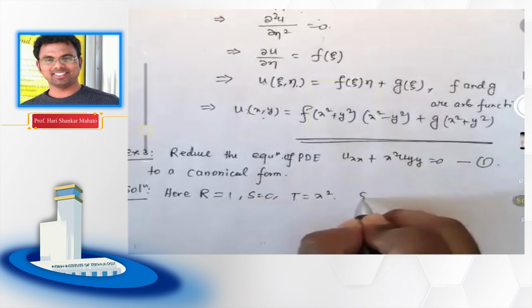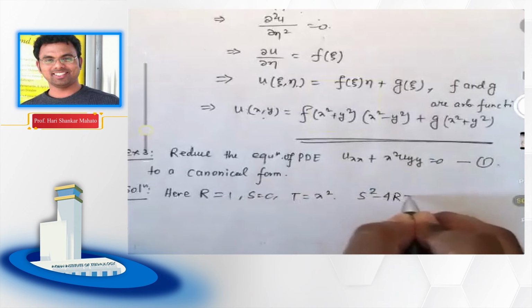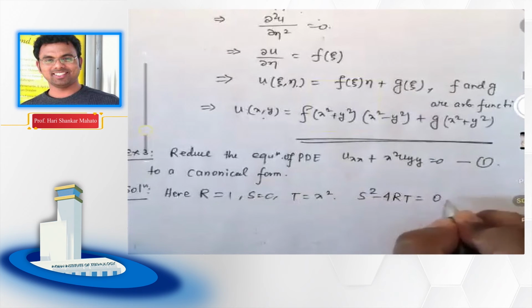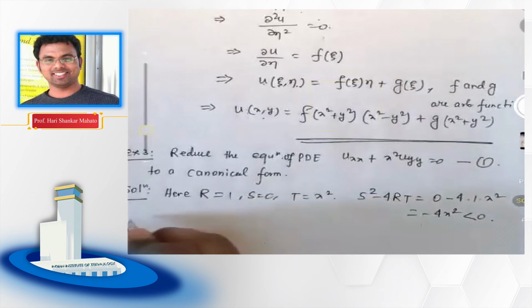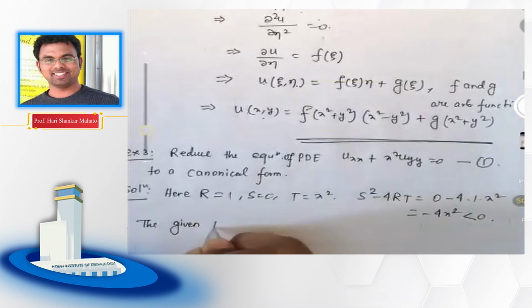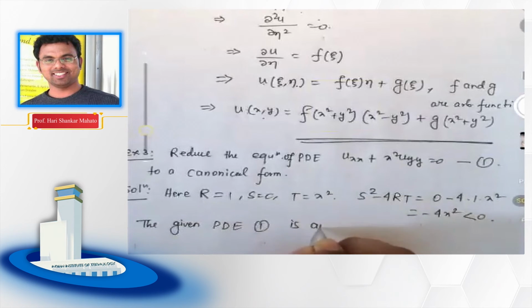So I can calculate the discriminant s squared minus 4rt, which is 0 minus 4 times 1 times x squared. That means minus 4x squared, so it is less than 0. And therefore the given PDE 1 is an elliptic PDE.